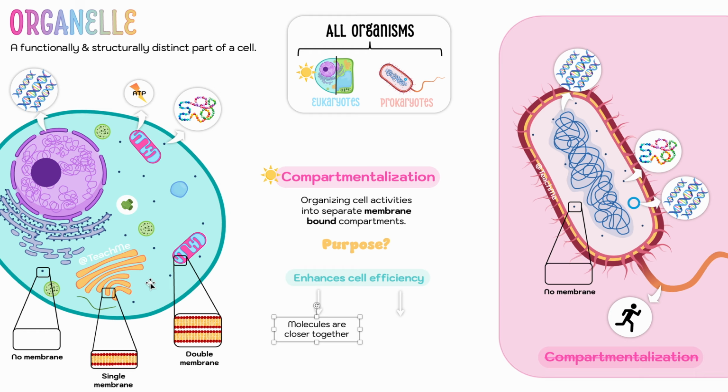It would almost be impossible for them to come together, react, and make the final product. So, by isolating them to a specific compartment, now they are close together, and the reactions can happen far faster and far more efficiently. Now, reason number two is preventing interference.